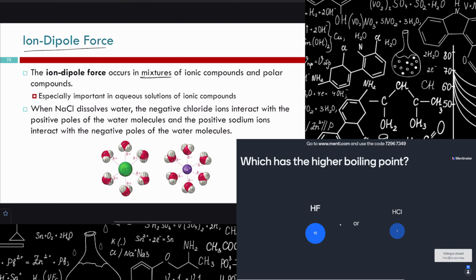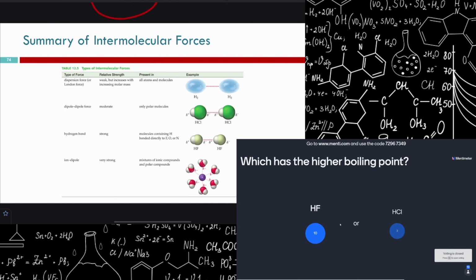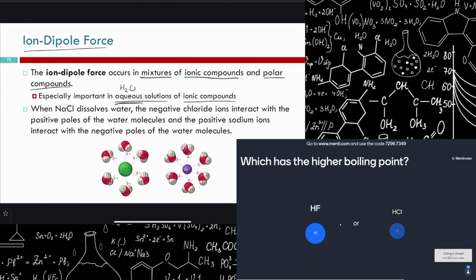Aqueous solutions have water, or water solutions. So when we have sodium chloride dissolved in water, we have these negative chloride ions, that's this guy right here, interacting with the positive poles of the water molecules, and the positive sodium ions interacting with the negative poles of the water molecules. So this is an even stronger intermolecular force than hydrogen bonding. But it only occurs between a polar solvent and an ion that's dissolved in that solvent. So solvent here being some sort of liquid.